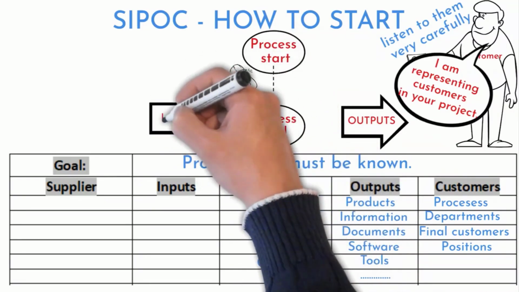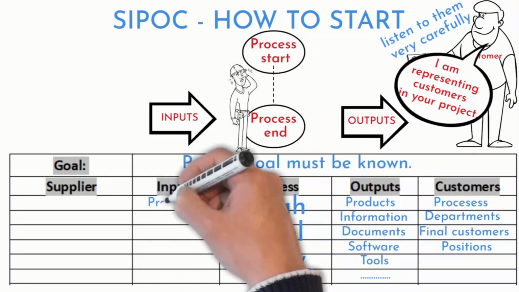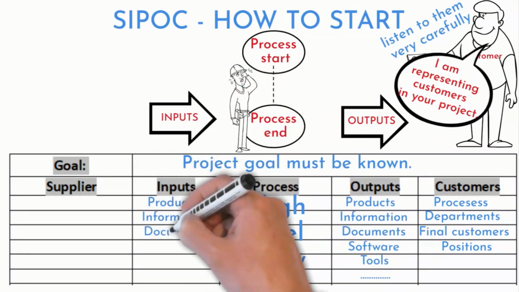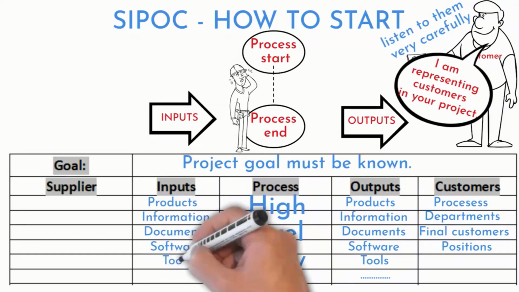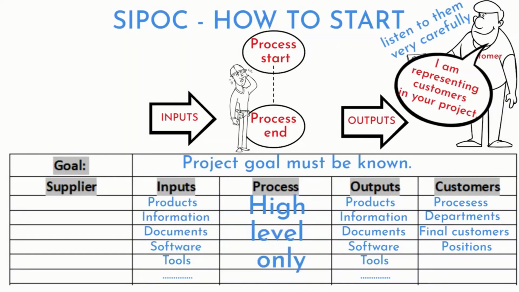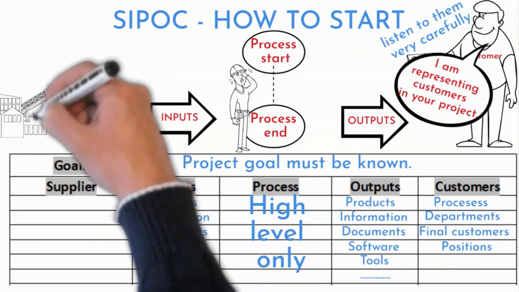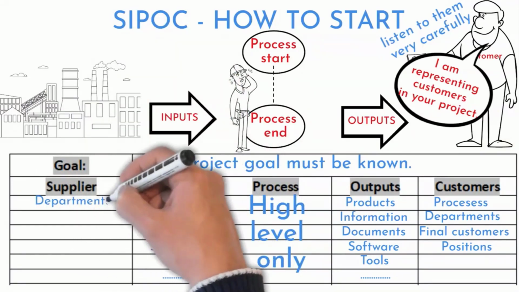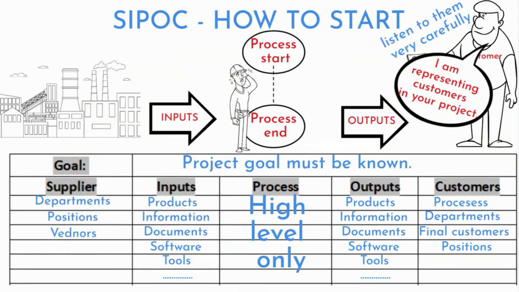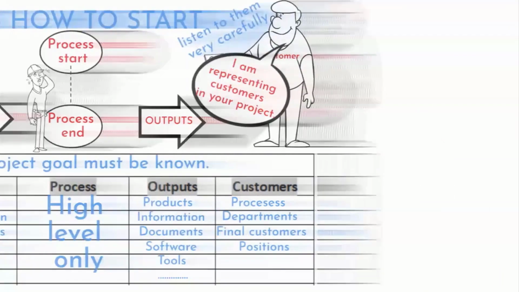Continue with required inputs to the process. Again, list products, information, documents, software, tools, and required supplies for the process to be functional. And finally, list the suppliers: all departments, positions, and vendors delivering the identified inputs.